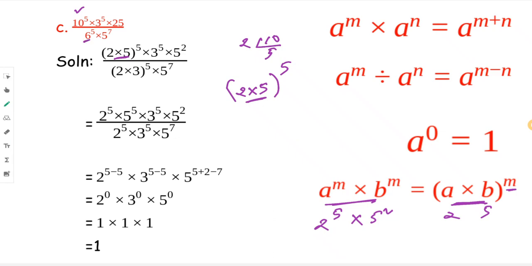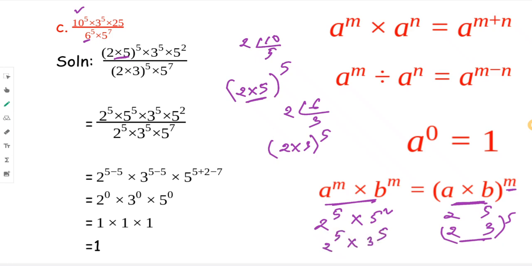So for now, I'm just splitting this 10 into 2 parts, 2 and 5. Same thing I'm going to do with 6. If I try to split 6, it will be 2 and 3, which means I can write it as 2 into 3 to the power 5. 1 is 2, next is 3, to the power 5. Now this can also be simply written as 2 to the power 5 into 3 to the power 5, just like this. Here in the second step, I'm just keeping them together, 2 into 3. Now the next step, we'll be getting this 2 to the power 5 into 5 to the power 5. That means I've opened the bracket now. So I'll get 2 to the power 5, 5 to the power 5, and then 3 to the power 5 into 5 square is already there.